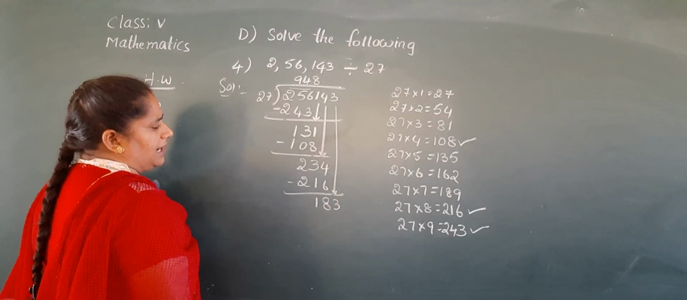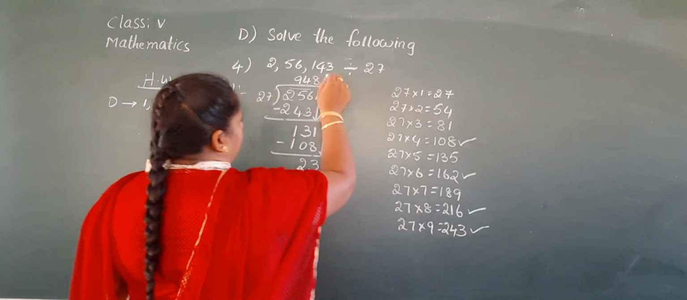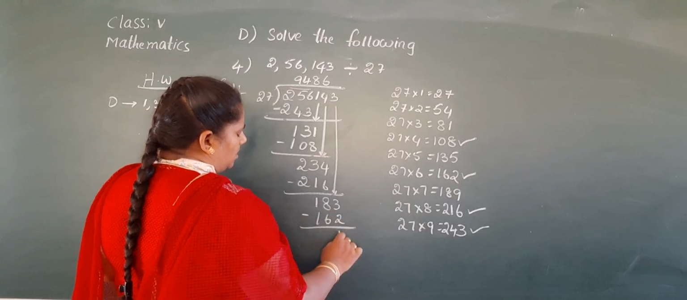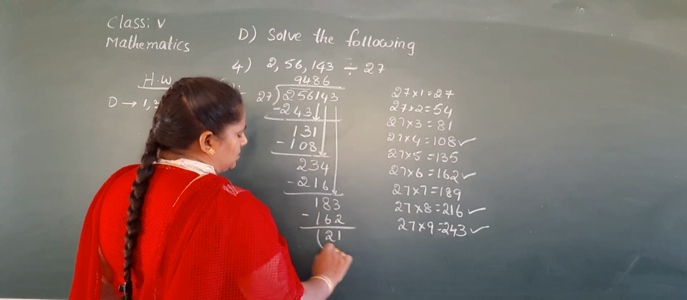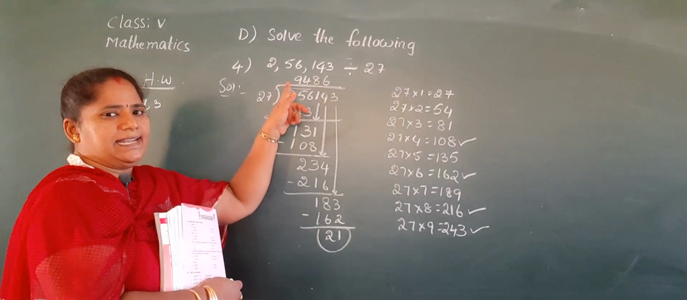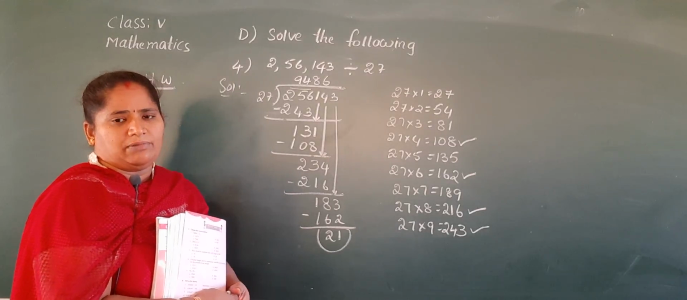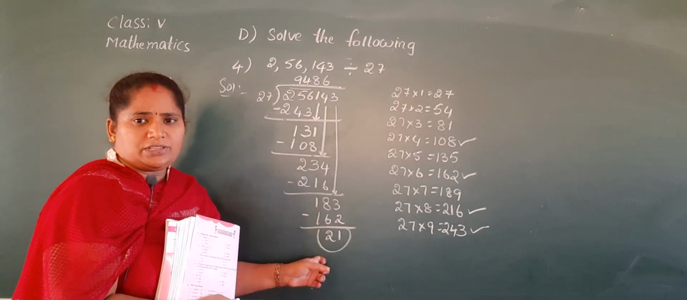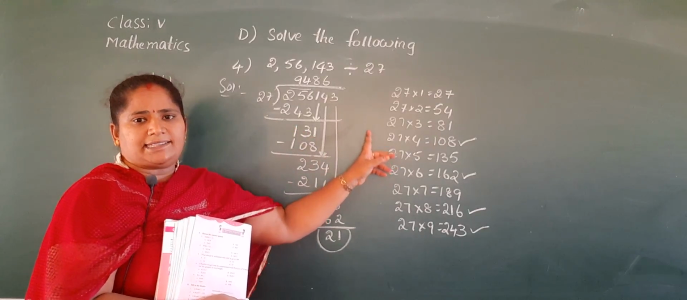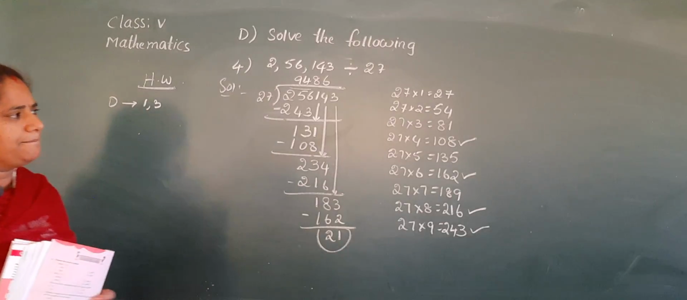183. 183, nearest number? Yes, 6 times. 162. So 8 minus 6 is 2, 1. So the remainder is 21. So here the quotient is 9486 and the remainder is 21. Okay, is it clear to you, children? Yes, write down neatly in your classwork and you have to write the 27 table on the side. Okay? Note down, Nana.